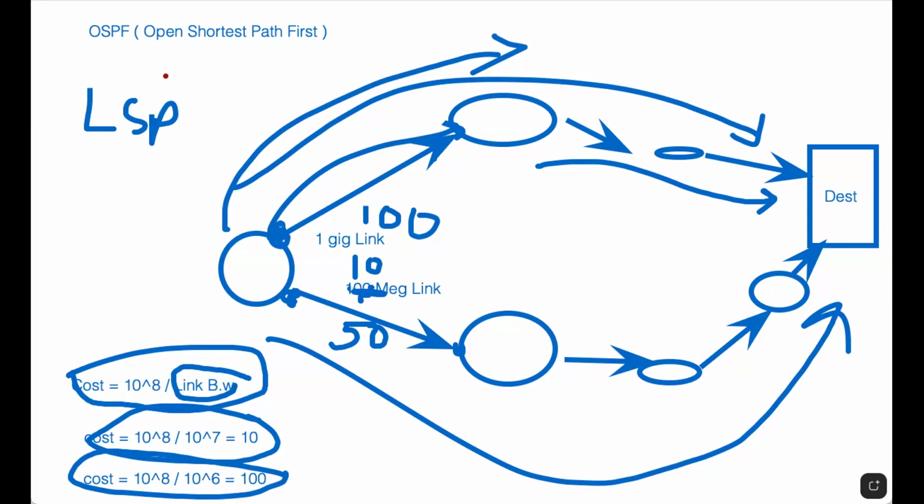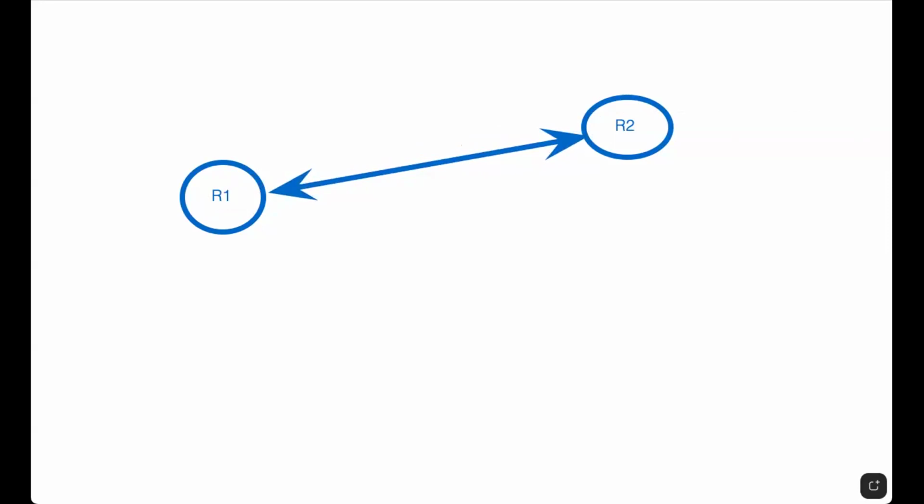Okay, now let's see how OSPF forms neighborship between two devices. Let's say there is a router here called R1, and a router here, R2. We want to form an OSPF neighborship between R1 and R2 so that they can exchange information between the devices. So how do these neighbors form?